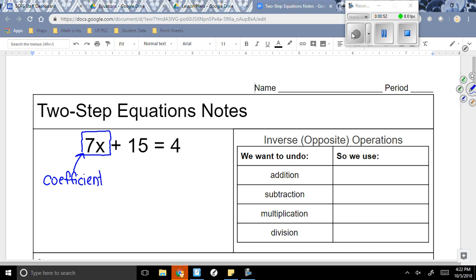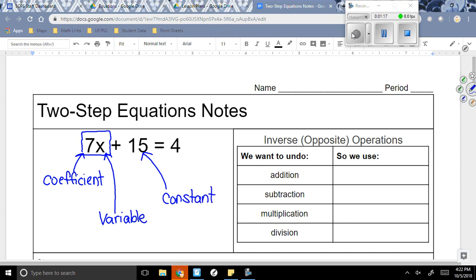Then the x is our variable, so go ahead and label that. That's whatever letter they're using and that they are telling you to solve for. And then we have 15, which is our second term, and that's our constant. So that's just the number that's getting added or subtracted.